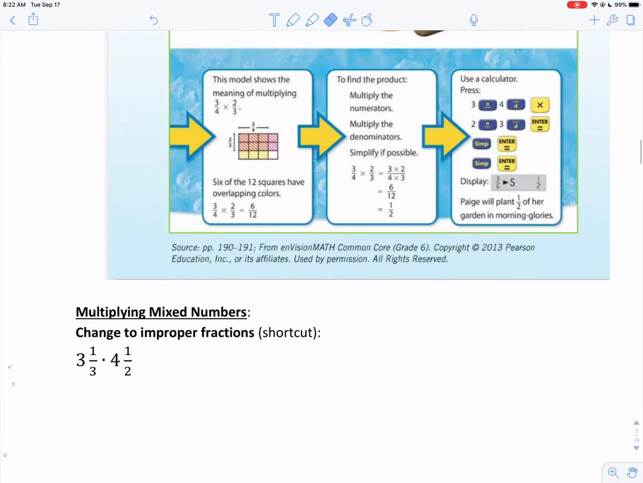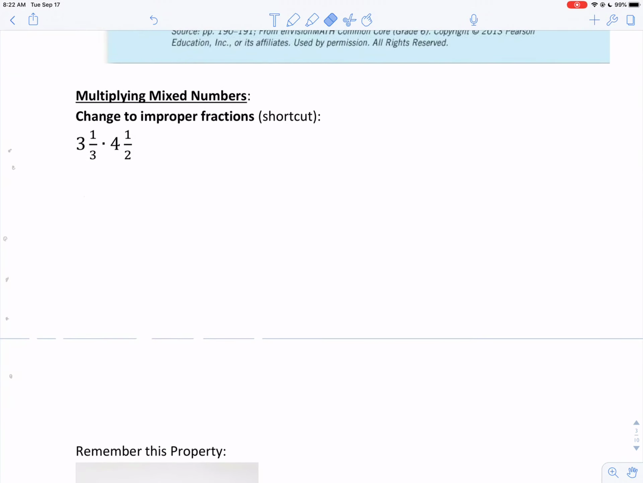Now finally, the last one, we're going to multiply some mixed numbers. So the very first thing we'll do is change them to improper fractions. So the first 3 1/3 is now 10/3, and 4 1/2 is now 9/2. So multiply straight across the top, and you get 90. Straight across the bottom is 6, which you could then reduce.